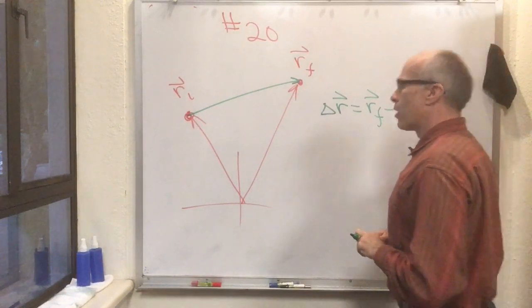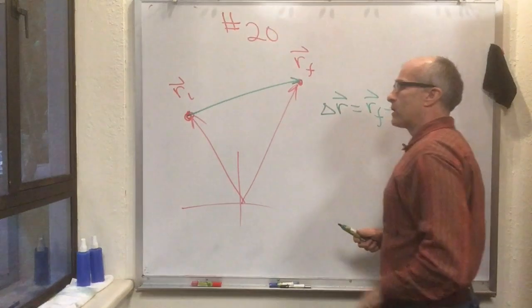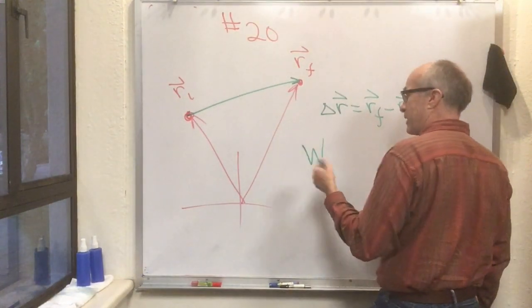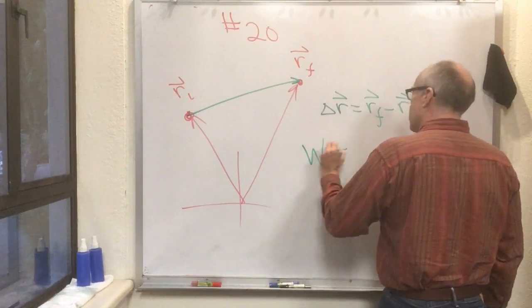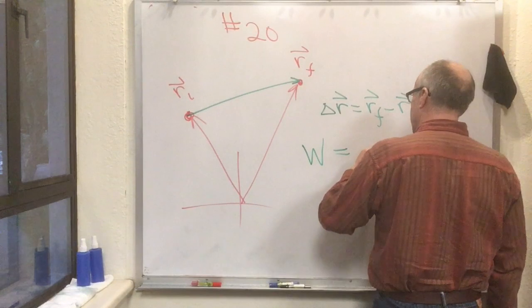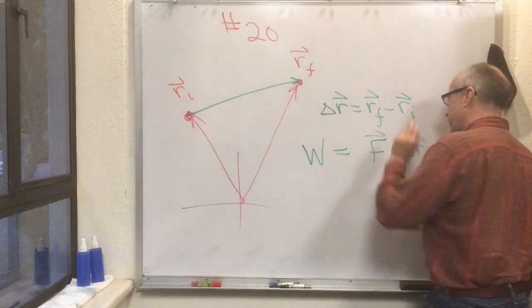And we have some work that's done on this particle as it goes between these two points. And you know what that work is. It's whatever the force is that we're talking about. So the work done by whatever this force is that's acting on this particle is F dot delta R.